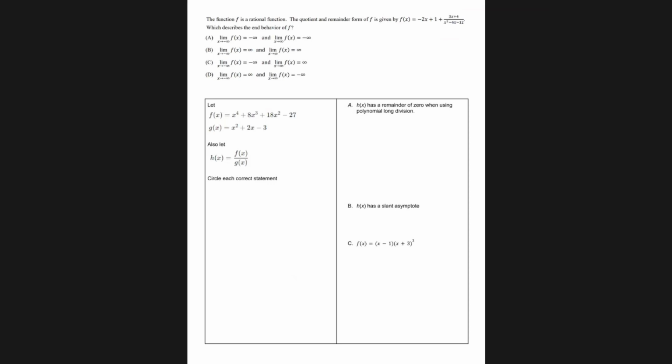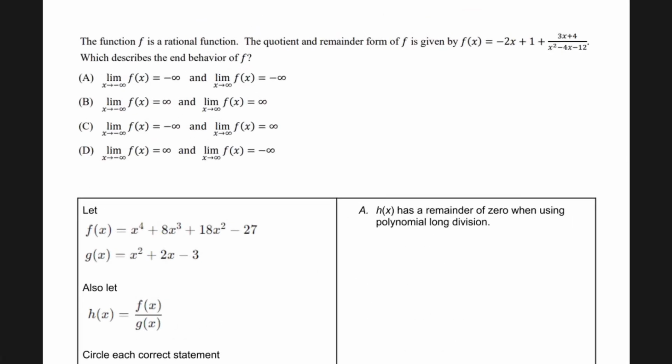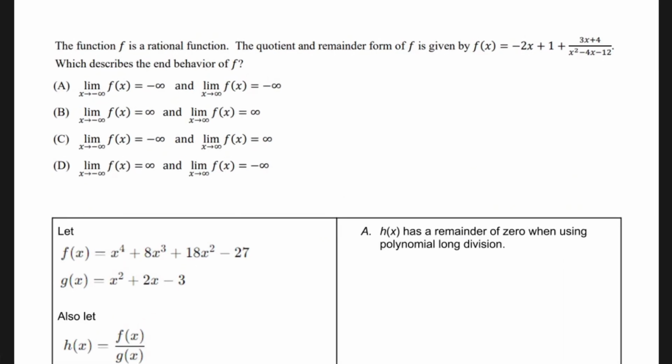All right, last page of this abomination. The function f is a rational function. The quotient and remainder form of f is given by that. Okay, so you're dividing. Okay, that's weird. Which describes the end behavior of f. Oh, okay. So the quotient and remainder form of f is given by negative 2x plus 1 plus that guy.